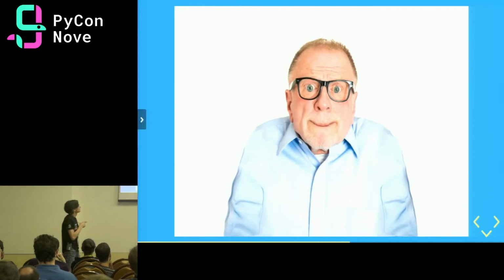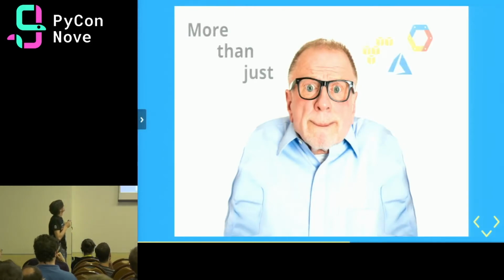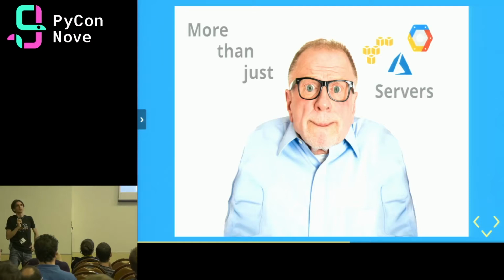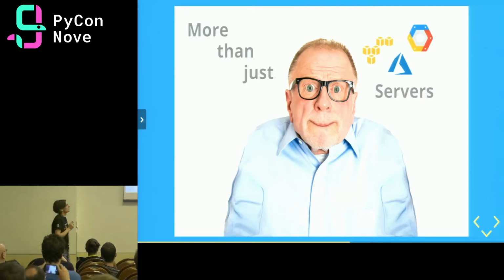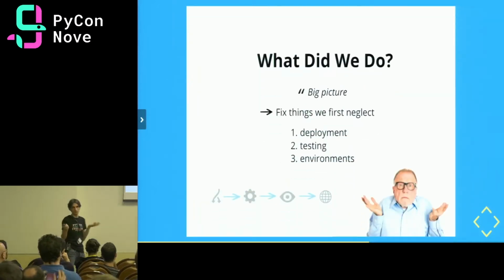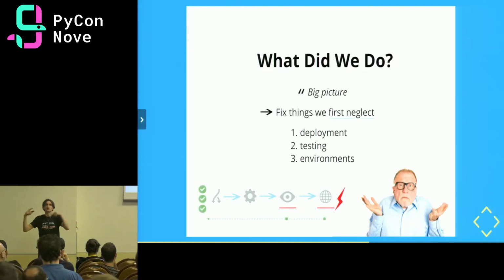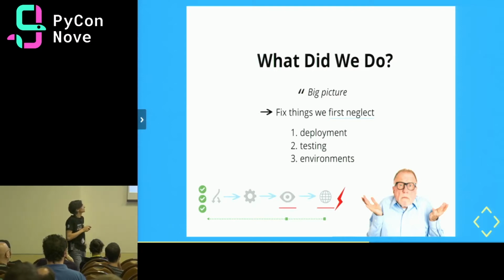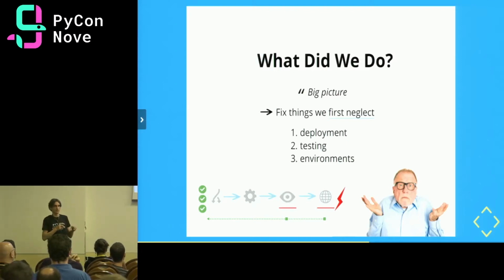Okay, now we come to the beefy part. More than just servers. What else can we do? To understand where I want to get, we have to take a step back and look at the bigger picture. We need to understand why we did those things to create continuous delivery, to make this pipeline. What did we fix? What did we neglect first that created those problems, so that someone had to write a book to tell us what to do.